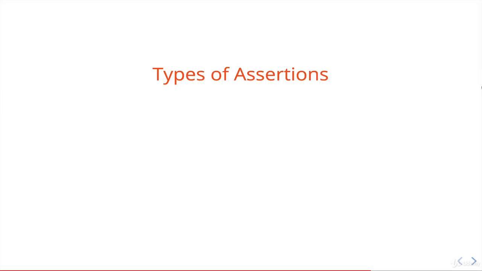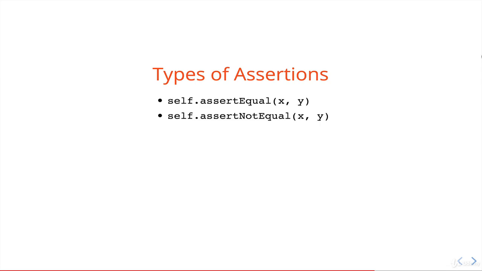Welcome back. In this video, I'm just going to walk through some of the common types of assertions we get with unit test. We've already seen assert equal, but there's also assert not equal. So sometimes you want to make sure that a value is not returned. Like any value is okay except for this one. So you can use assert not equal. We also have assert true and assert false.